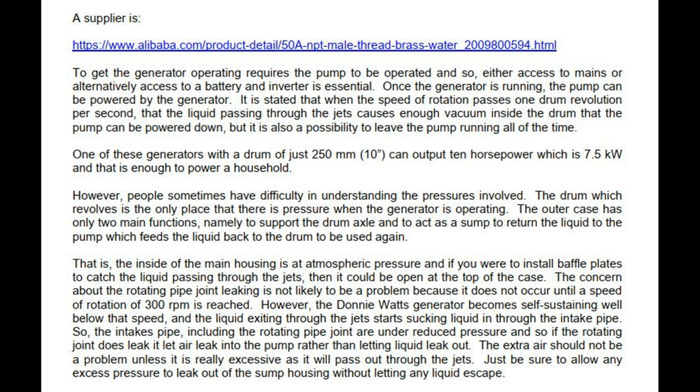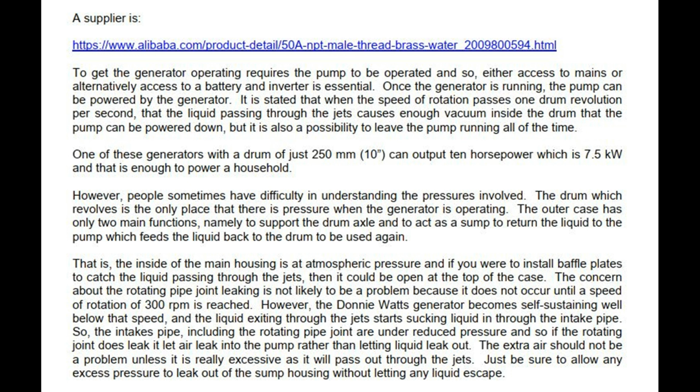One of these generators with a drum of just 250 mm, 10 inches, can output 10 horsepower, which is 7.5 kilowatts, and that is enough to power a household. However, people sometimes have difficulty in understanding the pressures involved. The drum which revolves is the only place that there is pressure when the generator is operating. The outer case has only 2 main functions, namely to support the drum axle and to act as a sump to return the liquid to the pump, which feeds the liquid back to the drum to be used again.